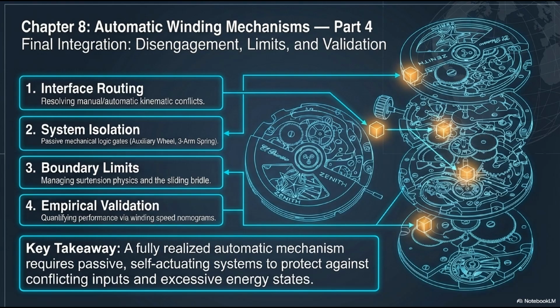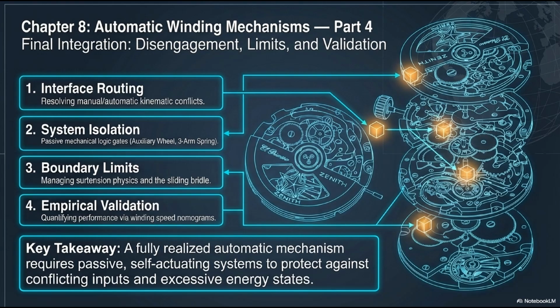We will look at 1. Interface routing, handling the clash of manual and automatic input. We will examine 2. System isolation, utilizing passive mechanical logic gates like the auxiliary wheel and the brilliant 3-arm spring to decouple the trains. We will then look at 3. Boundary limits, managing the physics of surtension over winding with the sliding bridle. Finally, we will look at 4. Empirical validation, how engineers actually prove their designs work on human wrists using winding speed nomograms.